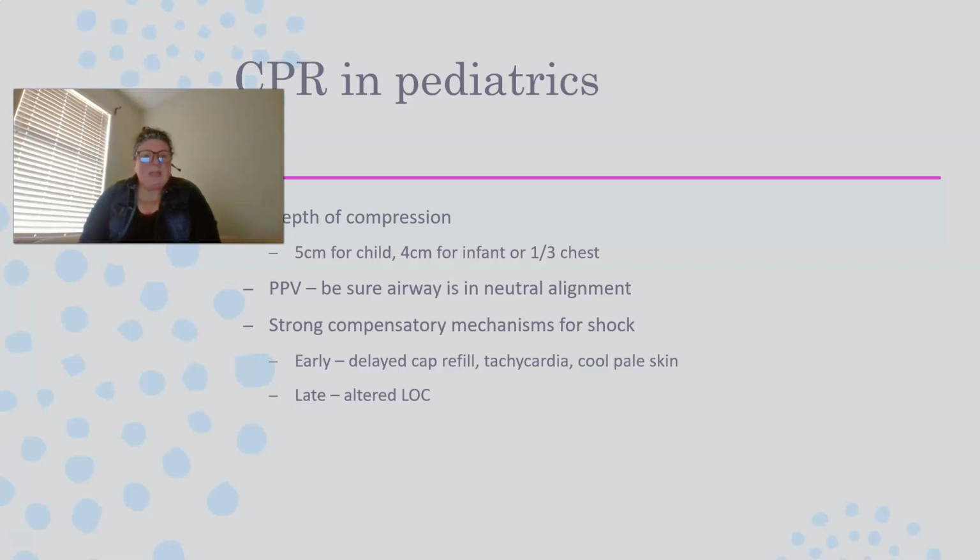And strong compensatory mechanisms for shock. So early, you can see delayed capillary refill, tachycardia, cool, pale skin. When we have hypovolemia or shock, we're going to shunt all of our blood to vital organs. Non-vitals aren't going to get much. And a late sign of shock is when the brain isn't getting enough oxygen, so altered LOC. And remember, in pediatrics, the blood pressure is really not the best indicator. It's difficult to get. Every time they flex their muscle and cry and fight you, the needle moves around. So it's not our best indicator of shock. We're really going to look for an altered LOC.